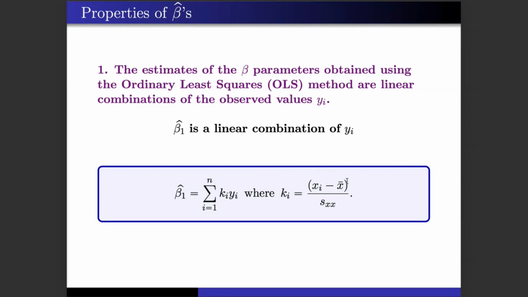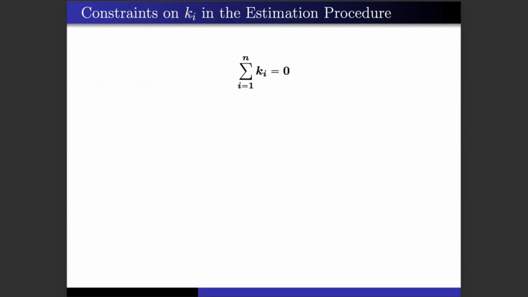Before we explore the second property, that the estimates of betas are unbiased, we will learn more about these ki's. If we look at the first property of this ki, if we have n observations in the data set, then the sum from 1 to n of this ki would be equal to 0. Let's prove this property. Let's consider summation i going from 1 to n of ki.